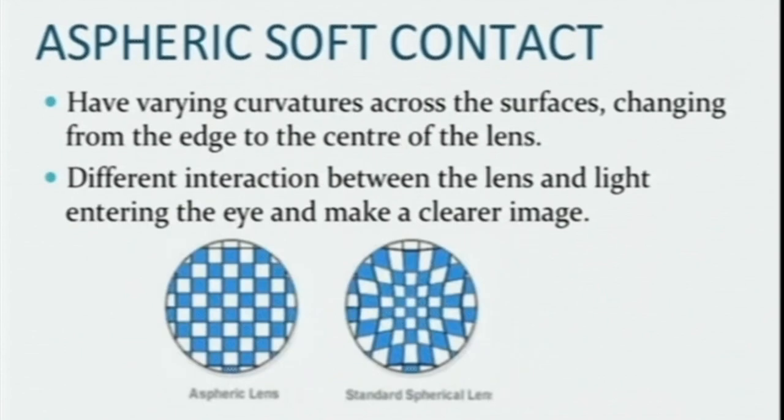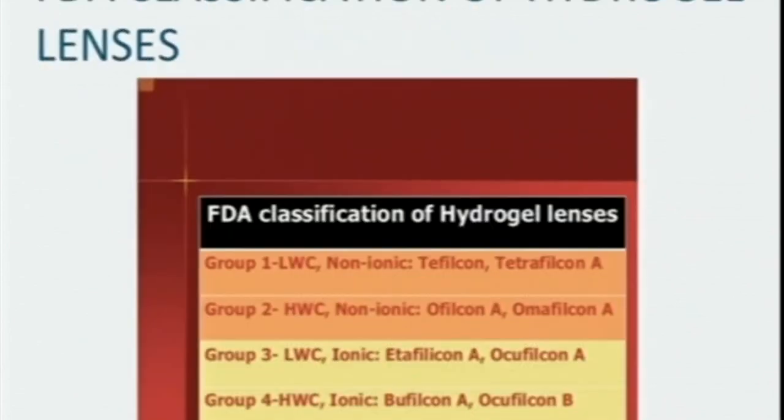Aspheric contact lenses have varying curvatures across the surfaces, changing from the edge to the center of the lens, and a different interaction between the light and lens entering the eye, which makes a clearer image. This is the FDA classification of the hydrogel lenses.